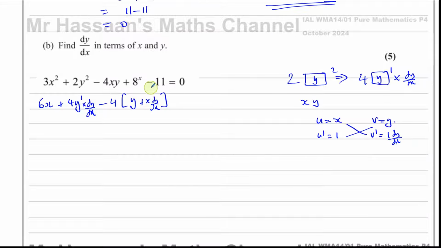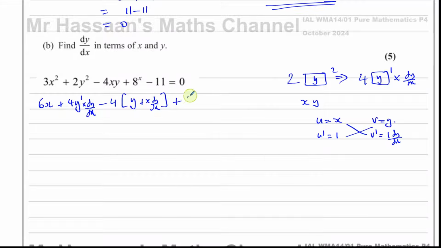And then minus 11, when you differentiate, becomes 0. And of course, if you differentiate 0, you get 0 as well. So any constant when you differentiate becomes 0. So this is what we're left with. Okay, so we have 6x plus 4y dy dx minus 4y, and minus, I forgot something. Let's just put that back again. Be very careful. Plus 8x.